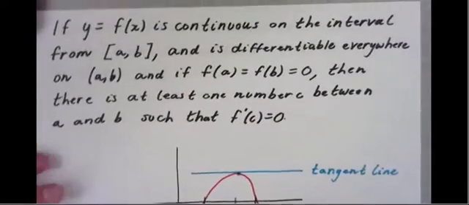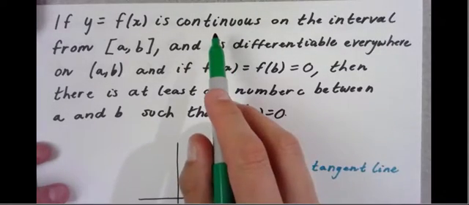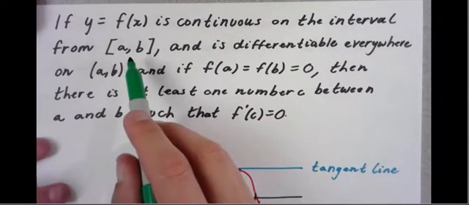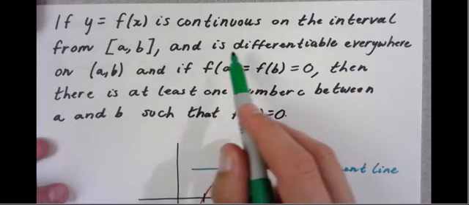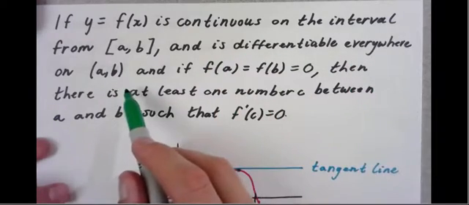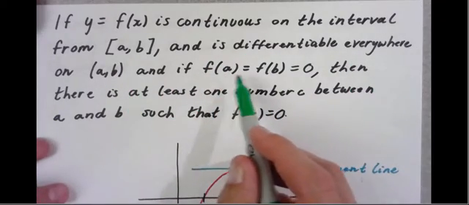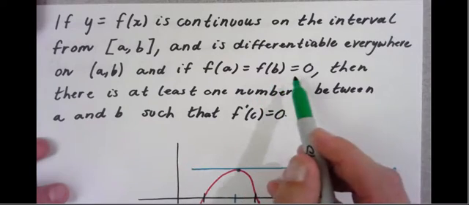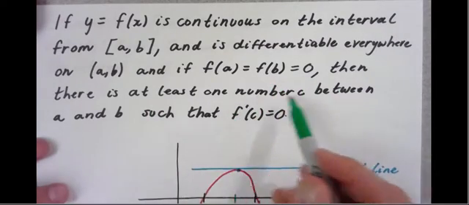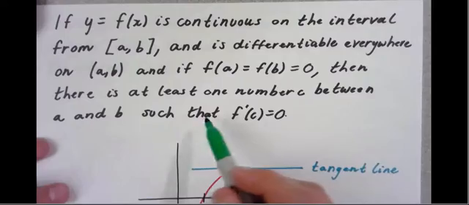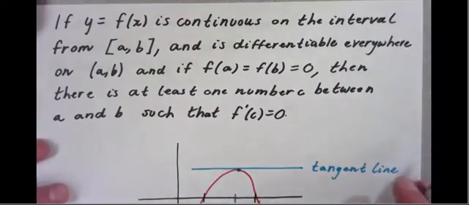Okay, so what this tells you is if you have a continuous function on a closed interval from a to b, it's differentiable everywhere on this interval, and f of a equals f of b, which equals 0, then there's at least one number c between a and b such that f prime of c equals 0. So what does this mean? Let's break it down picture-wise.